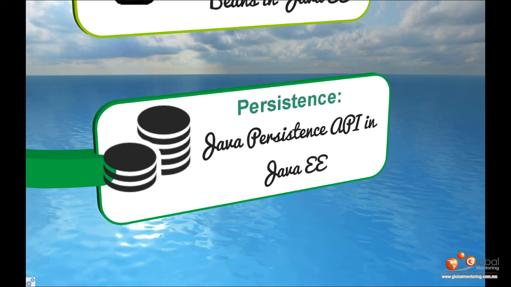Persistence, Java Persistence API. We'll review the Java Persistence API concept in Java EE. We'll study the characteristics of JPA and the role they fulfill within a Java EE architecture. We'll see the concept of entity classes and the concept of entity manager and persistence unit. We'll create several exercises to put these issues into practice.